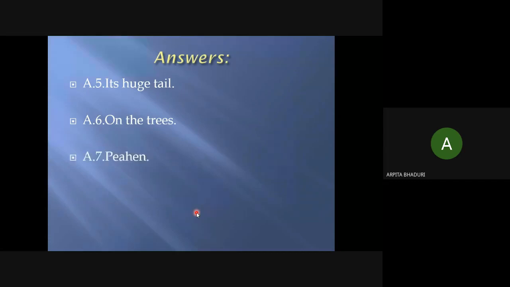What is a female peacock called? Peahen. Correct. And the last one, how long does it live? 10 to 25 years. Correct. Okay. Now we come to the end of the comprehension. This is the way comprehension has to be done, and you have to answer by reading the passage carefully. Have you understood?